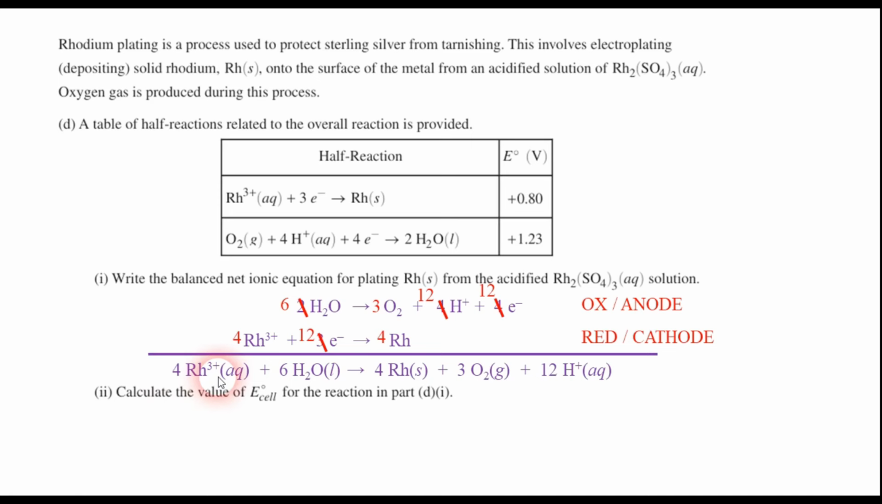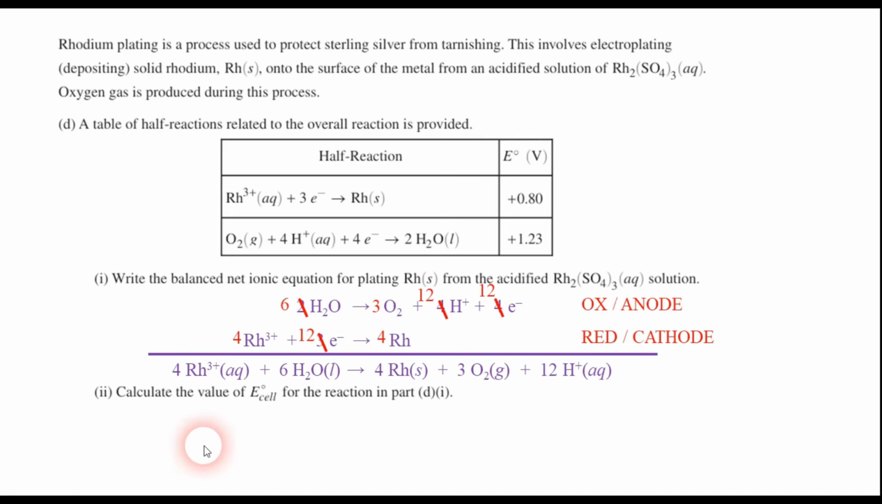We have 4 rhodium-3 plus ions aqueous plus 6 water molecules liquid yields 4 rhodium atoms solid plus 3 oxygen molecules gaseous, plus 12 hydrogen ions aqueous. And just so you know, if you leave off the states, those state symbols, that's okay too. That's just icing on the cake.